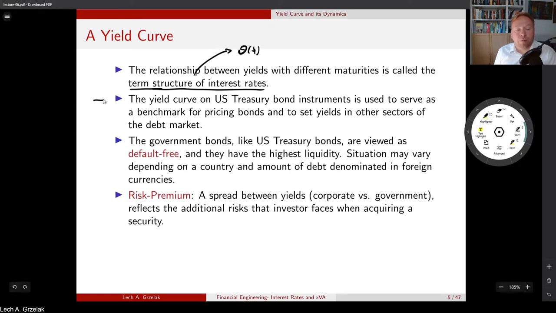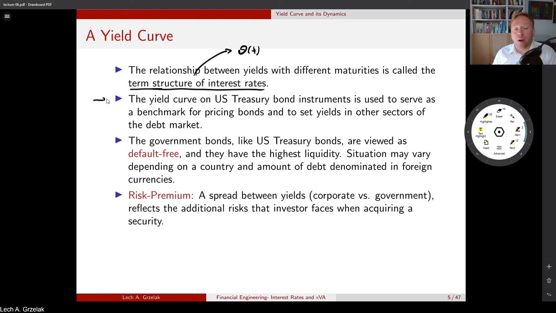Another maybe important thing is that, to talk about yield curves, of course, the yield curve will be dependent on the country, and each country would also have typically different interest rates because there could be different economies. So the yield curve always represents the local economy.